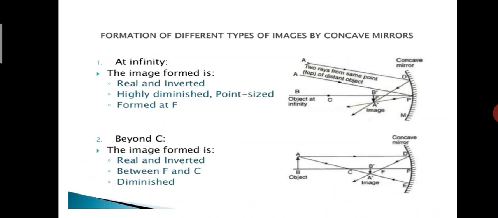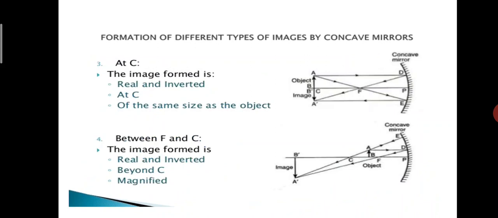Second, when the position of the object is beyond center of curvature, the image formed is real and inverted. The position of the image is between focus and center of curvature, and the size of the image is diminished.